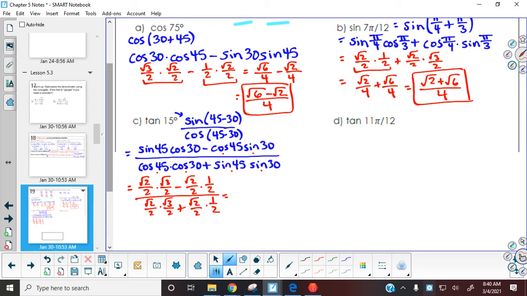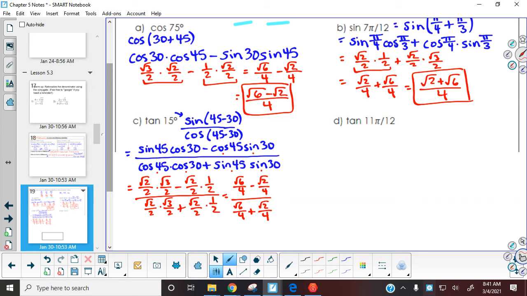And so now we can go ahead and simplify. So across the top, again, we see that root 6 over 4 minus root 2 over 4. Okay, you're going to have some consistency, so don't second guess that. The bottom is going to be root 6 over 4 plus, and then you have root 2 over 4.